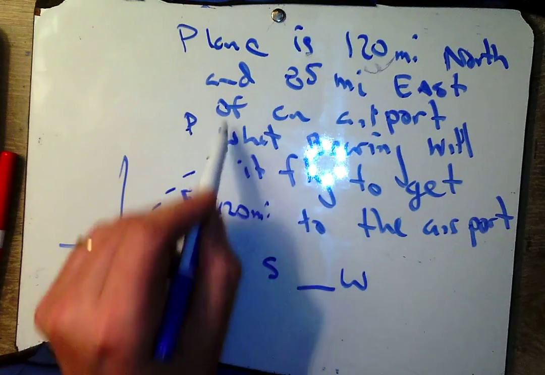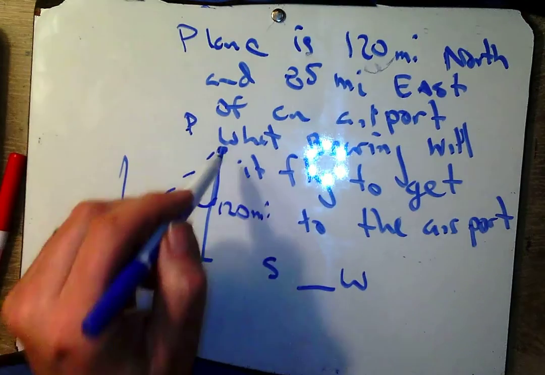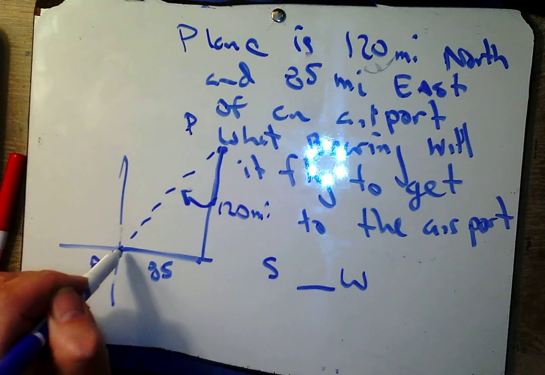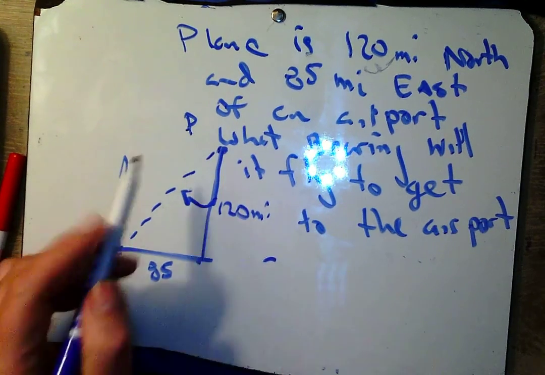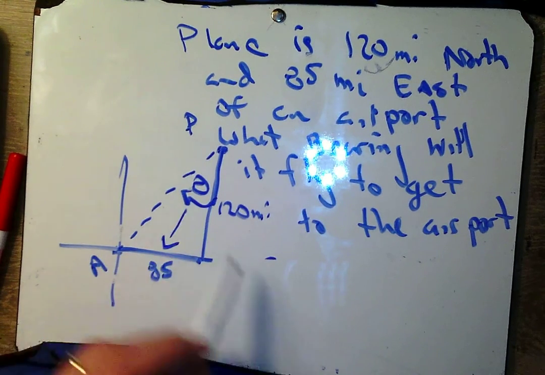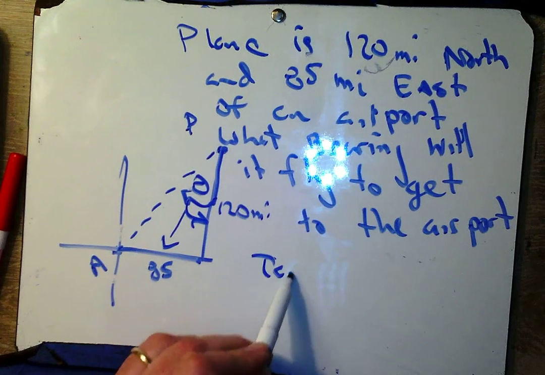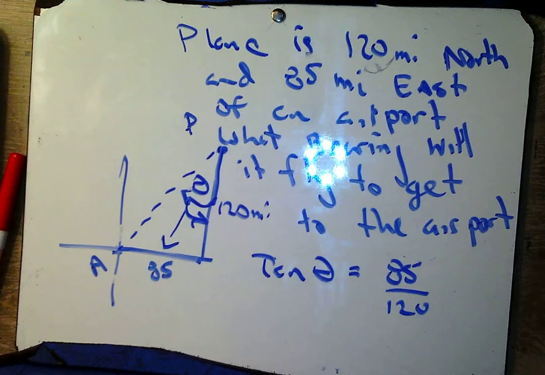So if this plane goes north, something east, they're going further from the airport. The airport's over here. You have to go south, something west. That's the big issue. Here's the angle that we're looking for. How do I find that angle? Well, looks like opposite and adjacent. Tangent of theta is 85 over 120.